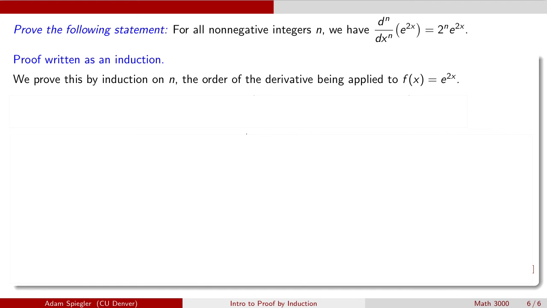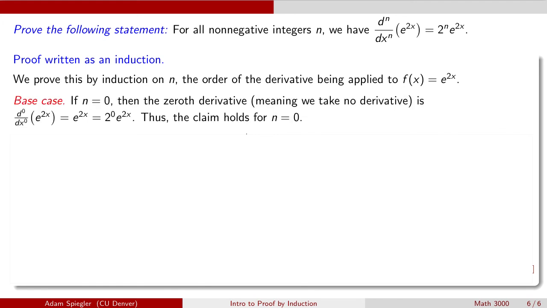So when we're trying to write our proofs, just recall that you should start, if you're not going to use direct proof, by indicating what proof technique you're going to use. So we are going to prove this using induction. And then we need to state what it is we're going to use induction on. So we're going to use induction on n, which is the order of the derivative that we are taking, applying to e to the 2x.